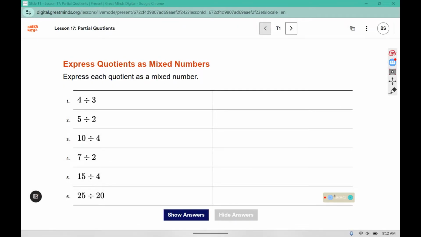Express each quotient as a mixed number. We have 15 over 4. 4 fits into 15 3 times because 4 times 3 is 12. 12 plus 3 more makes 15.